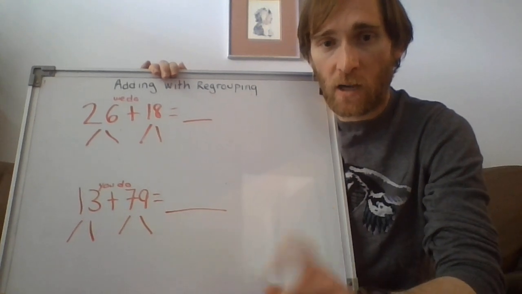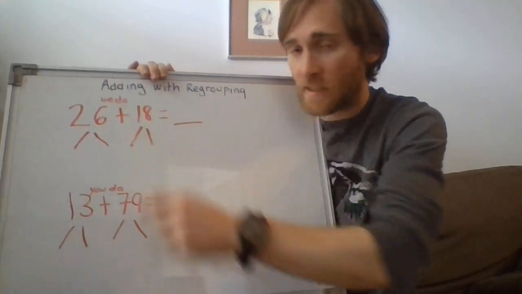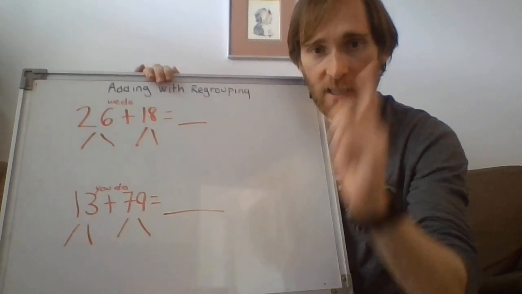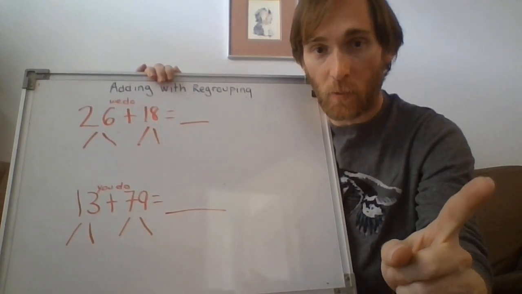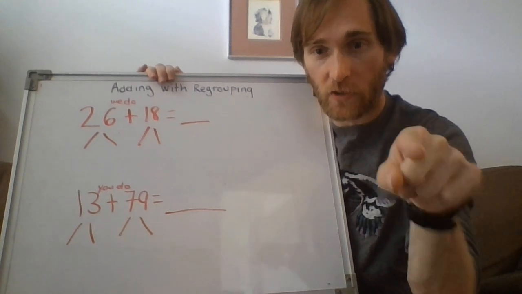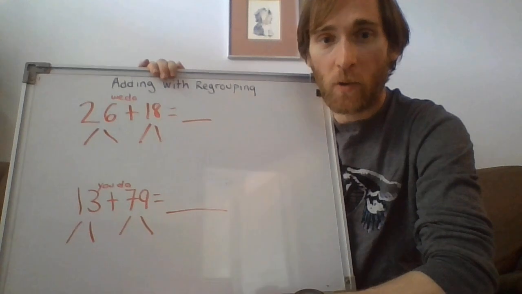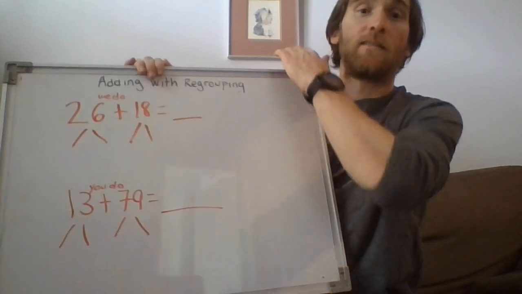We have two problems for our guided practice. 26 plus 18, we're going to work together. 13 plus 79, I'm going to pause the video when we get there, and you are going to solve this problem on your own. We have 26 and 18. We want to break them apart.